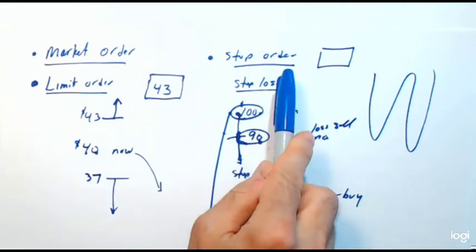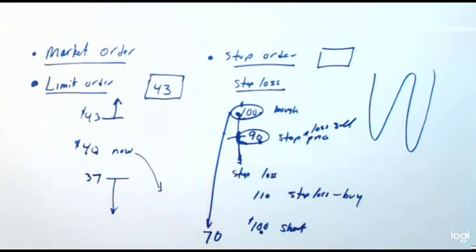Professionals tend not to use stop orders because they're watching the screens all day, the whole 9:30 to 4 o'clock in the afternoon. They're watching their stocks.